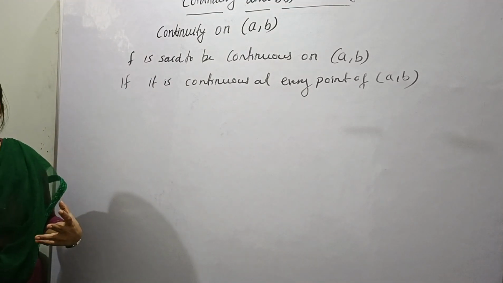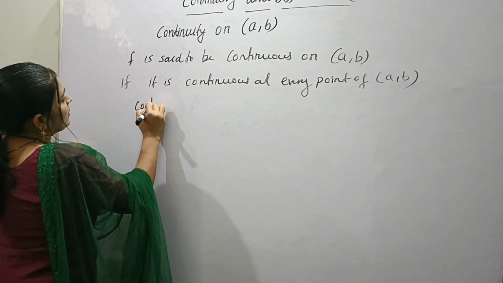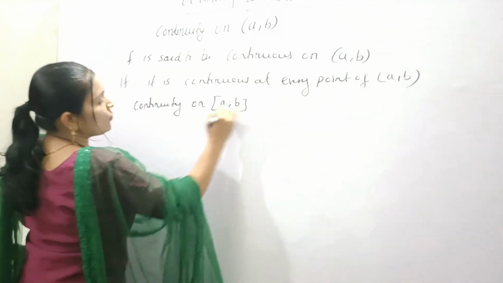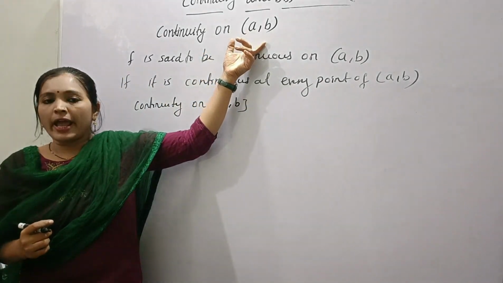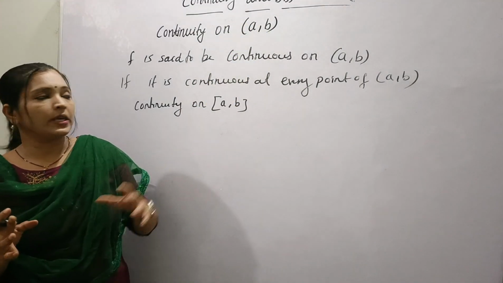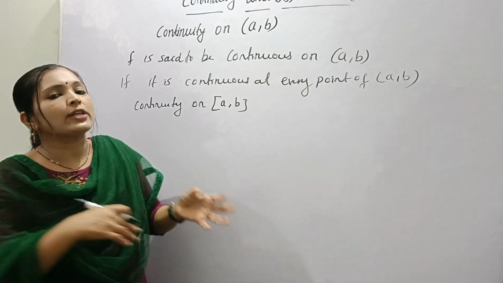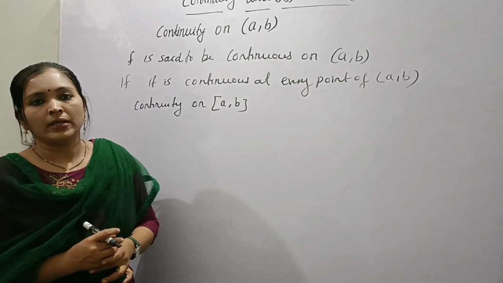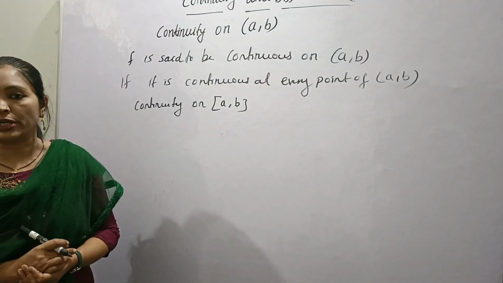Then what about continuity on closed interval AB? Let's see. Continuity on closed interval AB. What is the difference between open interval AB and closed interval AB? In open interval AB, A and B are not included, but the values close to A and close to B are included, right? That is, greater than A and less than B. But in closed interval AB, A and B are also included.